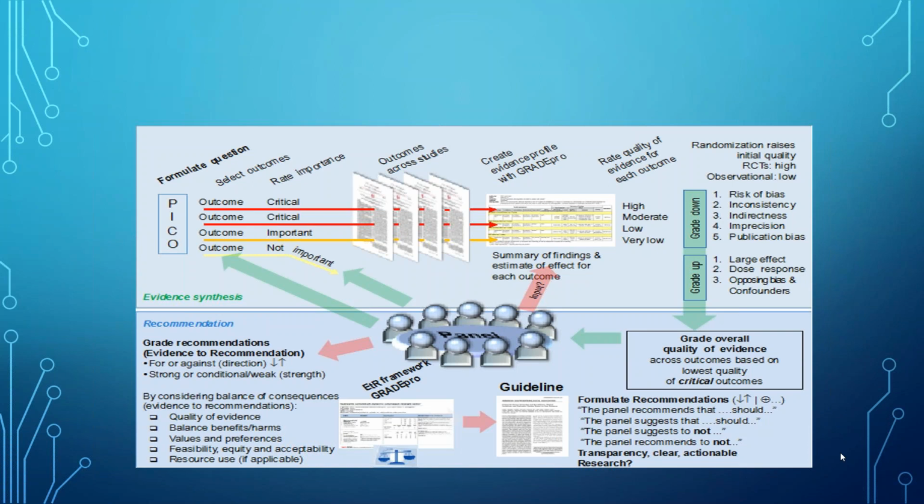Then you develop your PICO. You conduct a systematic review and meta-analysis of the data that's out there, rate your evidence, and create evidence profiles or a summary of your findings. You determine what your recommendations are going to be, and then you go on to prepare the manuscript. We'll talk a little more about each of these as we go through.